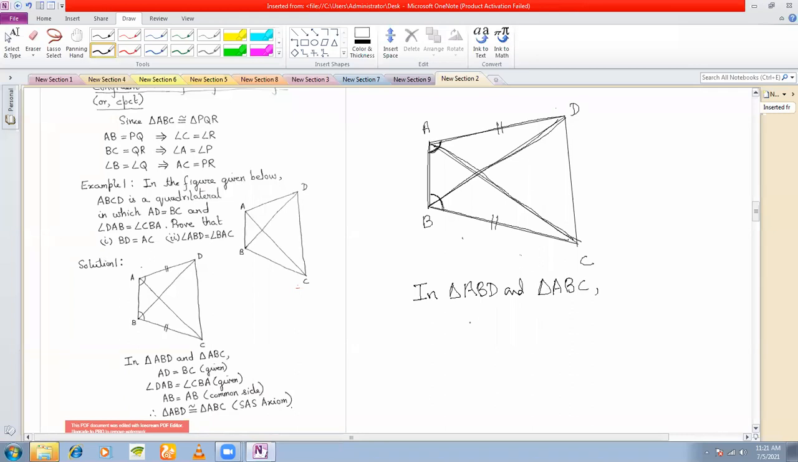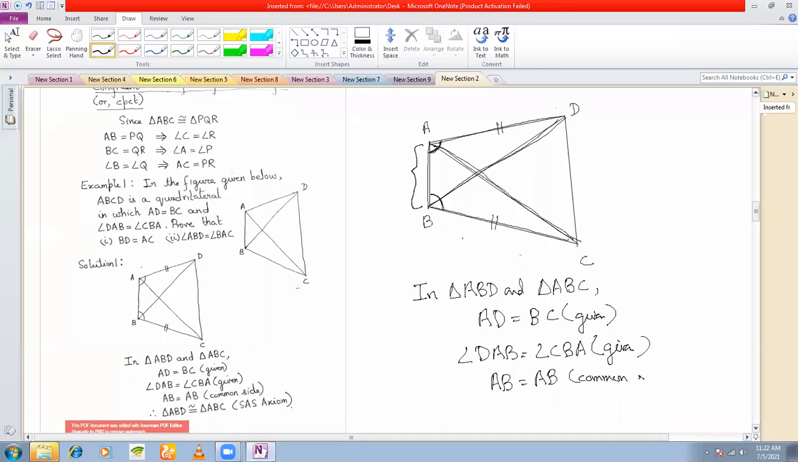In this, first of all, which side is given to be equal? AD is equal to BC. Okay, this is given. What angle is given to be equal? Angle DAB is equal to angle CBA. This is also given. Okay. Also, what you see here is that this side AB is the common side of the two triangles. It belongs to the triangle ABD also, and it belongs to ABC also. So therefore, this is the common side. AB is equal to AB. Common side.